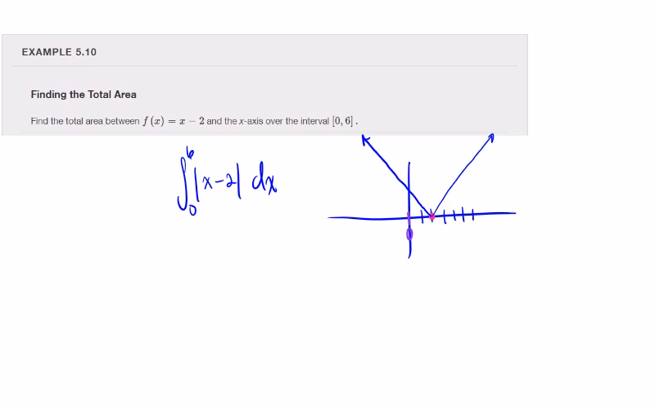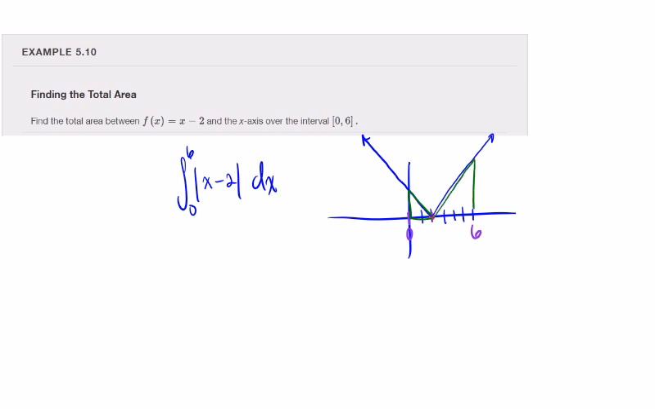1, 2, 3, 4, 5, 6, okay? So this will be 6 right here. Okay, so we're going to go from 0 to 6. So now we can see that we're going to have positive area here, right? And then positive area here.